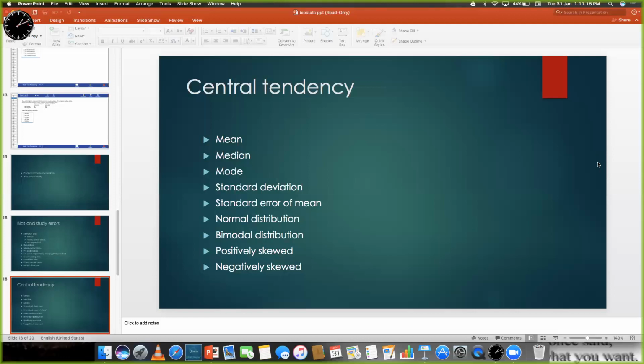Now we've talked about normal distribution, standard deviation, and variance. And now let me talk to you a little about confidence intervals. What is a confidence interval? What is a p-value? And what is the significance of a p-value? Why do you need to know this?